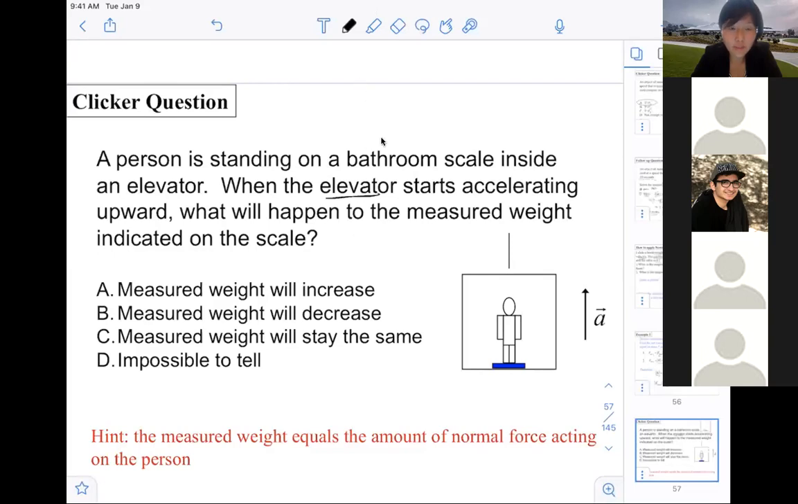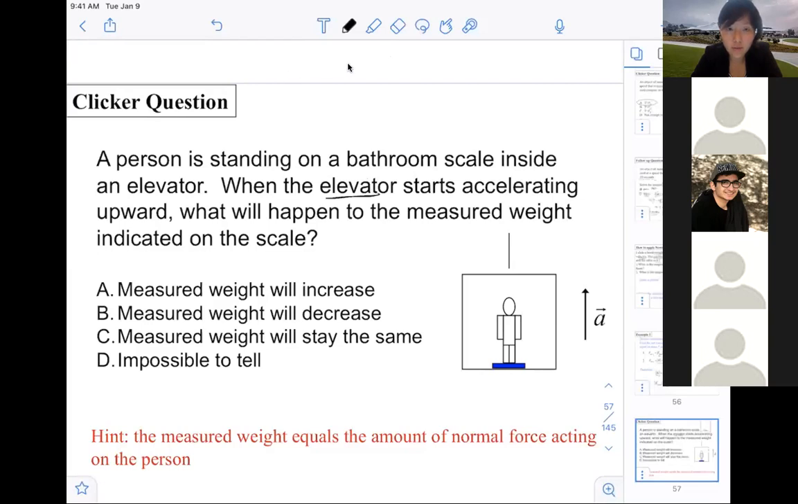So how many forces are acting on you inside the elevator? How many forces? There are two of them, yes. And that is, we have gravity and we have the normal force from the scale.